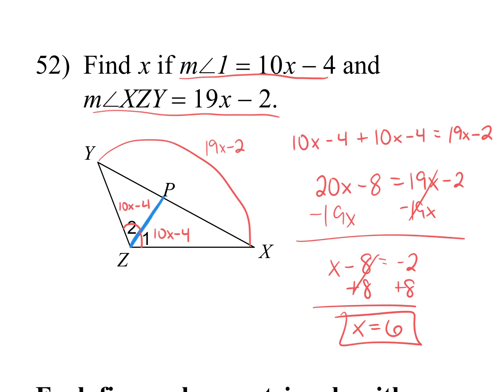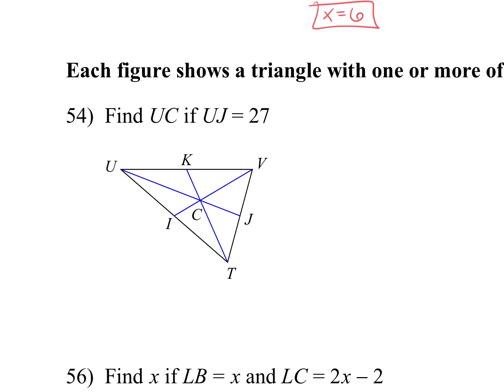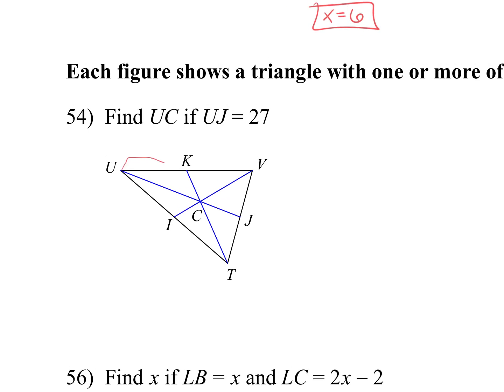54. Again, we should be familiar with these. 54, it tells us that UJ, this whole thing right here, is 27. It wants us to find UC, this one right here. What do I know about UC? It's 2/3. Okay. So it wants us to find UC. I know UC is 2/3 of what? 27, right? Since 27 is the whole thing. So right here, all I'm doing is I'm multiplying those two terms together. Okay. Or you can think, how many times does 3 go into 27? 9. So then 9 times 2 is 18.